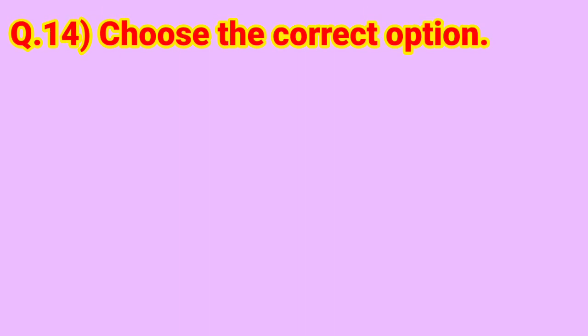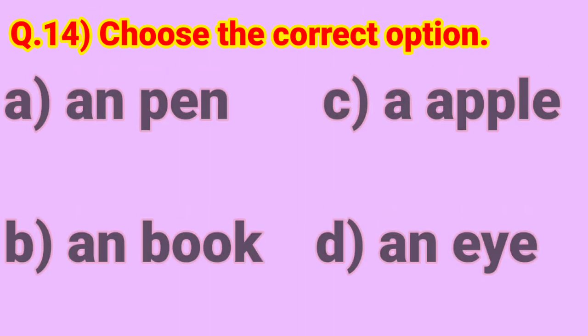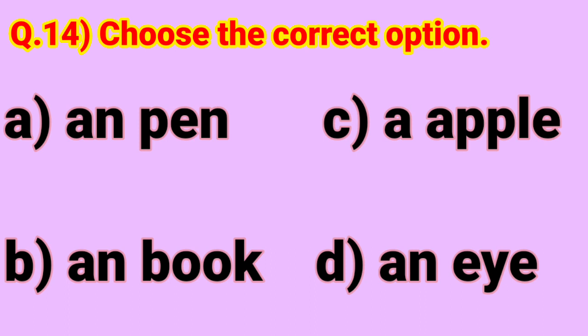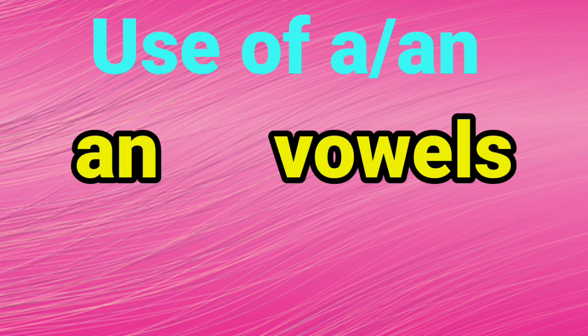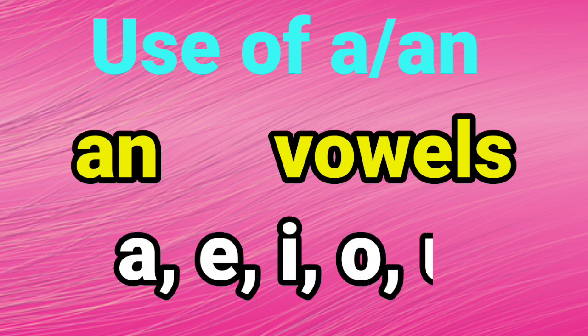Let's read the next question. Choose the correct option. Let's read all the options. Option A, an pen. Option B, an book. Option C, a apple. And option D, an eye. Dear children, we have learned that we use an with the words that start with the vowel sound. A, E, I, O, U.